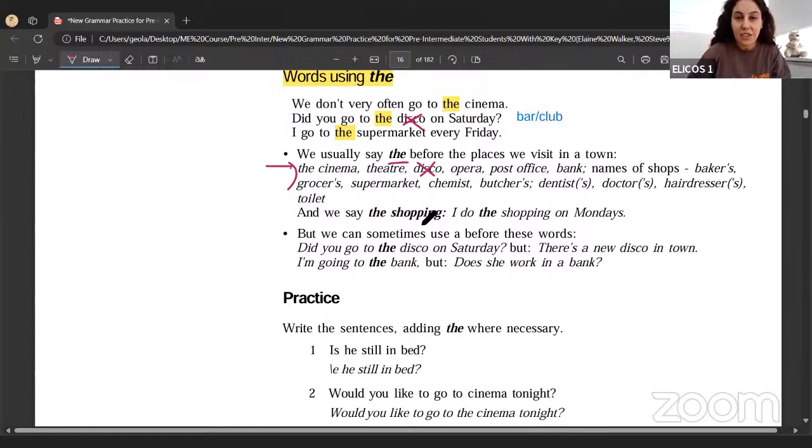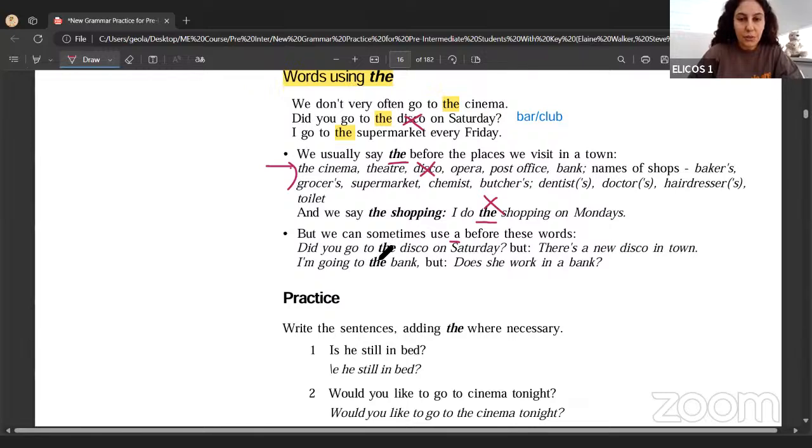And we say the shopping. I do the shopping on Monday. I do my shopping on Monday. I do shopping on Monday. Yeah, but not always. You can not put that as well. It's very common to say I do shopping on Monday. But we can sometimes use a before these words.